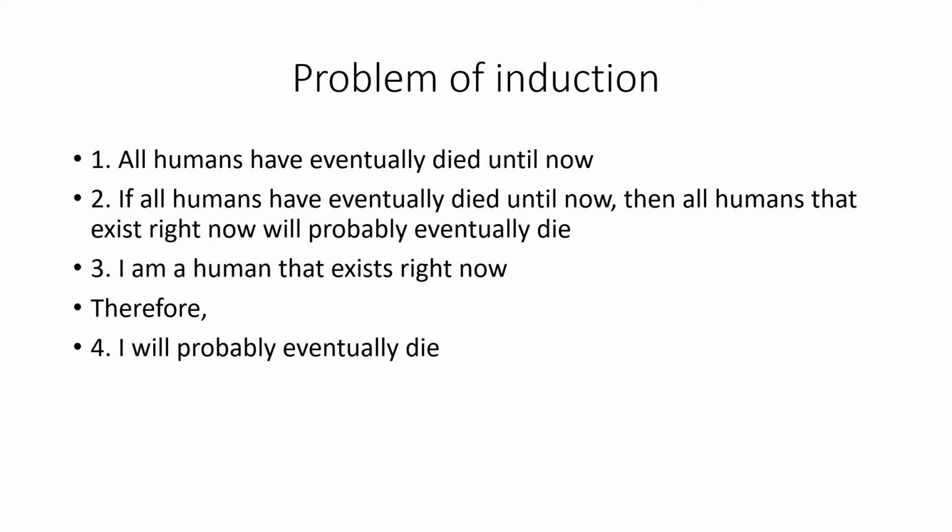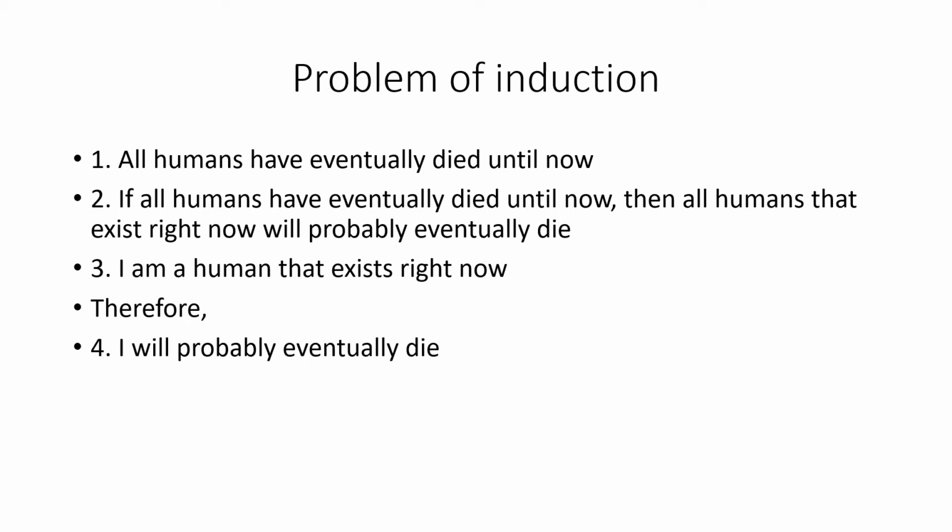Now, when we go into the problem of induction more deeply, there are some objections to even claiming probability, but typically most people will accept that probability is okay. So what we have here is: all humans have eventually died until now. And the next premise: if all humans have eventually died until now, then all humans that exist right now will probably eventually die. Then the third premise: I am a human that exists right now, therefore I will probably eventually die. So now we can make the argument sound.